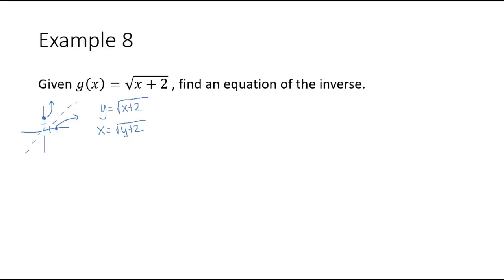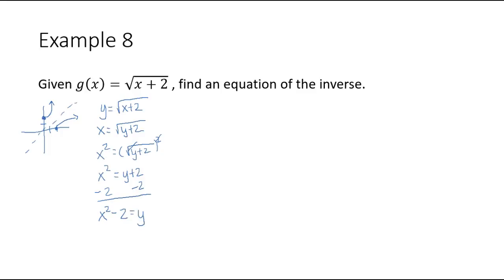Alright, and now in order to get rid of that radical, let's raise both sides to the second power. And we know that the square and the radical will cancel. So we have x squared equal to y plus 2, and then to solve for y, we'll just subtract the 2 over here to the other side. That gives us x squared minus 2 equal to y.